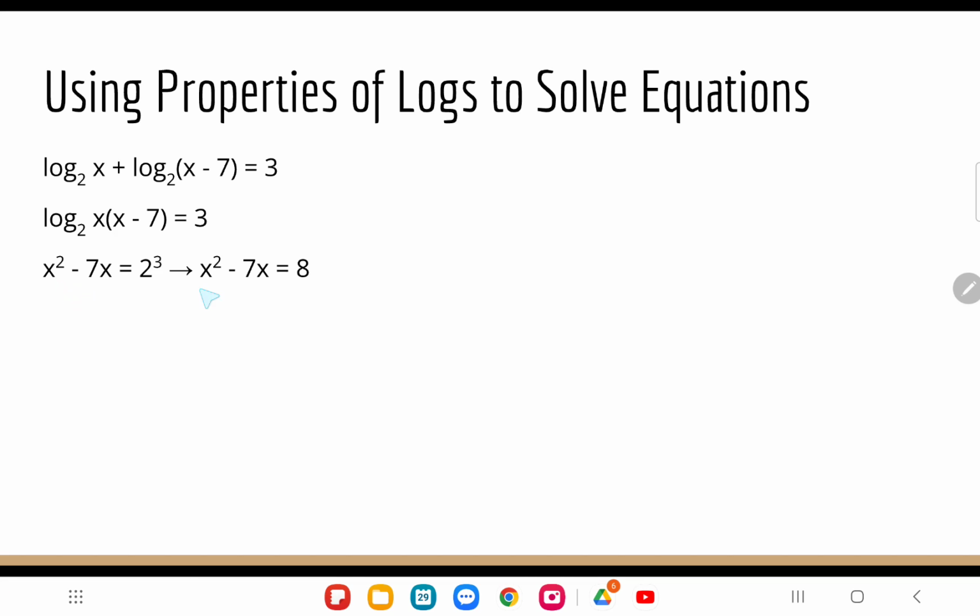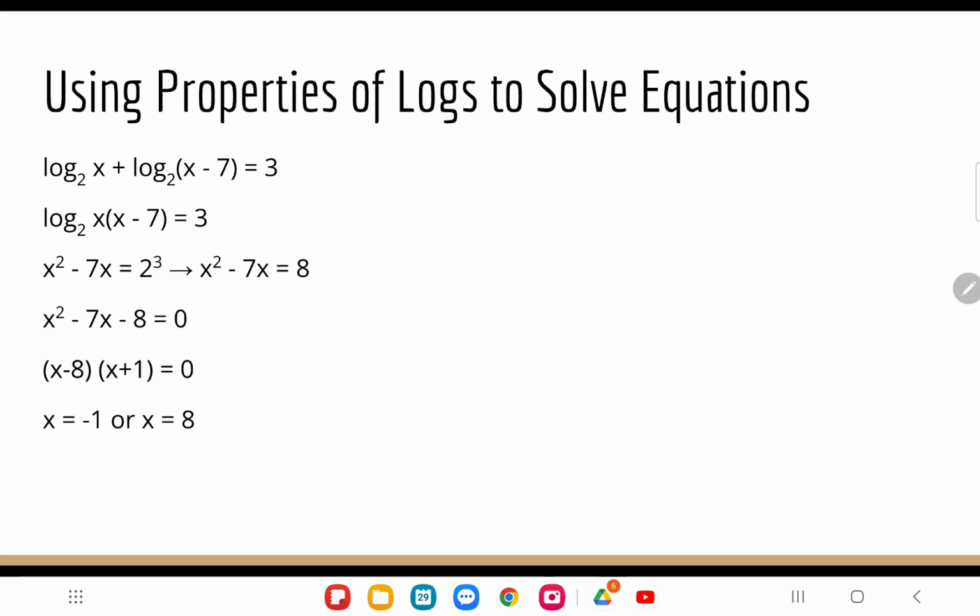So I'm going to rewrite this as what you see here, x squared minus 7x is equal to 8. This allows me to factor, and then I'm going to factor that expression and solve for x. Now this is going to yield two solutions, x is equal to -1 and x is equal to 8.